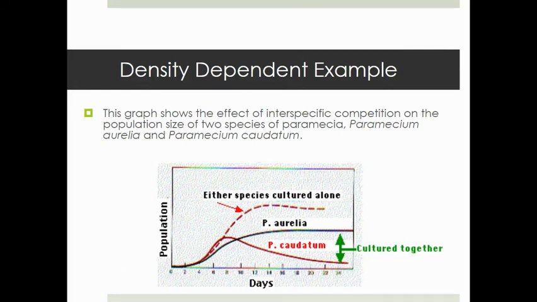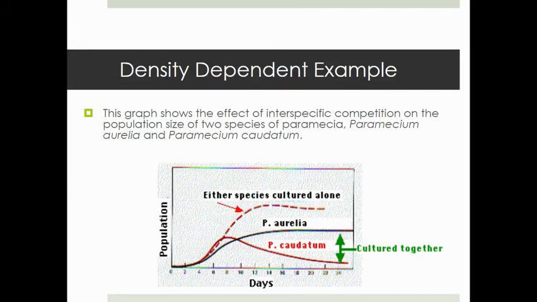However, if you put both of them in the same area, what you're noticing is that the Paramecium aurelia, the black line, and the Paramecium caudatum, if cultured together, is a bit different. The Paramecium aurelia follows the logistic growth curve, where it increases slowly and begins to level off once it hits its carrying capacity. But the Paramecium caudatum, on the other hand, increases and then dramatically starts to decrease over time.